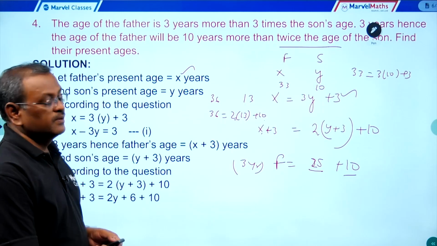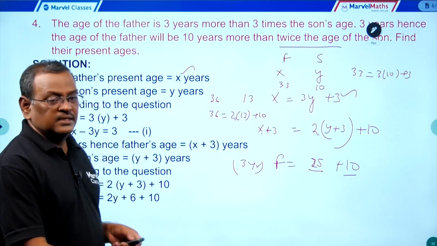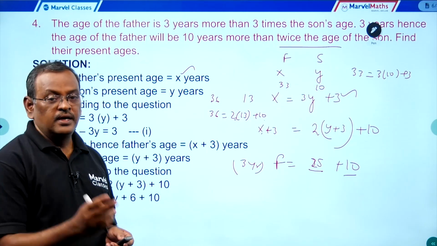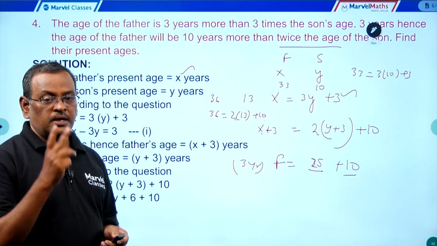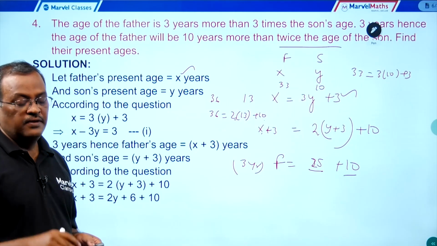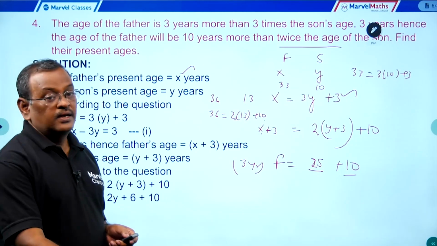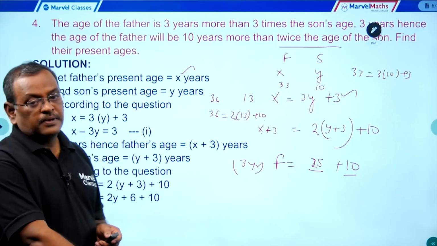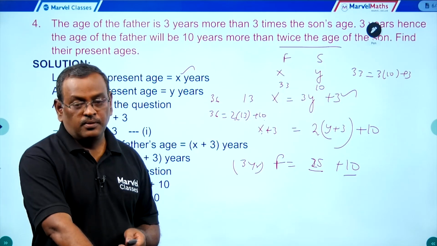This is one of the very important concepts, and you can practice different types of age-related word problems, particularly problems related with 2 persons, 3 persons and 4 persons. So 3 different types of problems in pair of linear equations are there. This is an example for a problem which is related with only 2 persons.